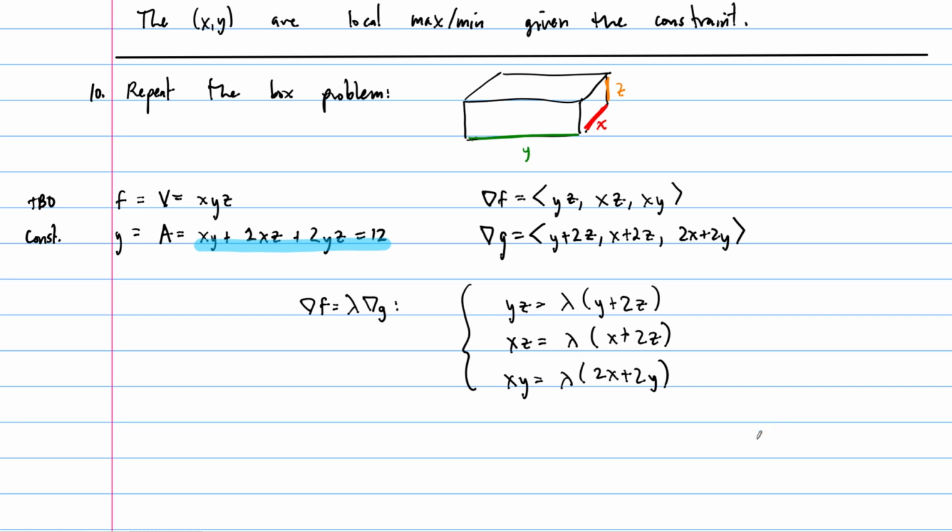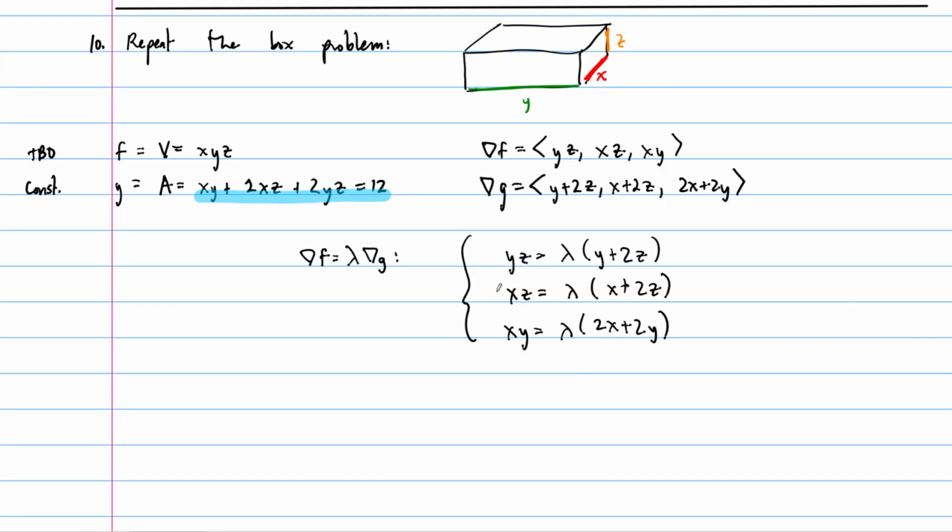All right, and then we still have this constraint up here, right? So xy plus 2xz plus 2yz has to equal 12. So don't forget this function. But let's focus on this portion of the system. So we have 3 equations and 4 unknowns, and these are nonlinear equations, and it's almost always going to be, because you're multiplying lambda by an expression.